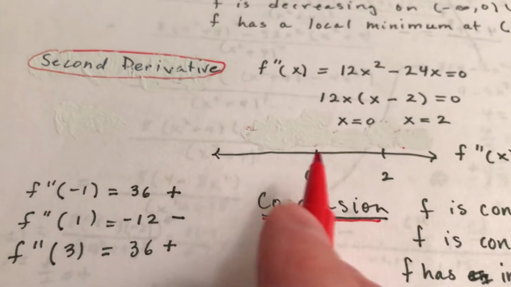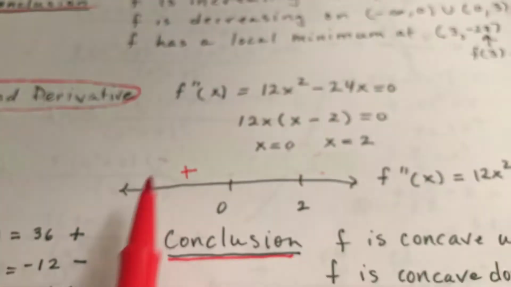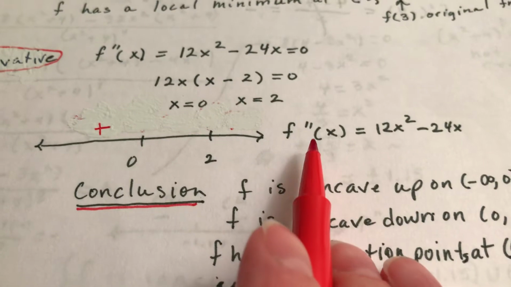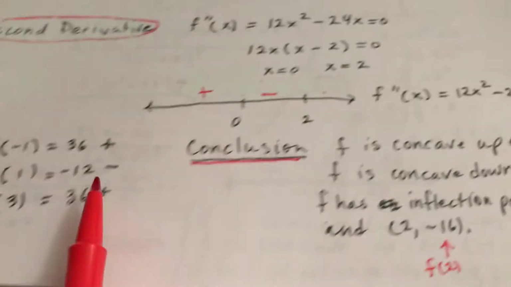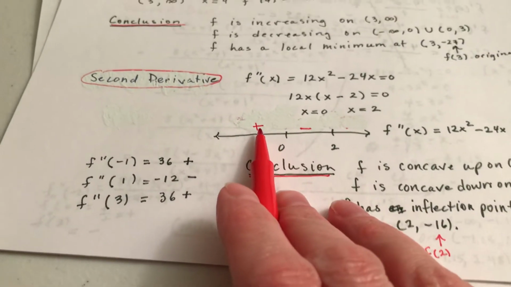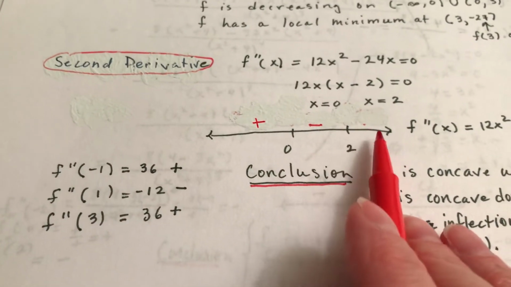And I think I wrote that over here. No. What I did was I just said I'm going to test something over here, and I chose negative 1. Plugged it in there. I got positive 36, so that becomes positive. I plugged in a 1 into the second derivative. That's why I always label my number lines. And I got a negative 12. It doesn't matter what the value is. What matters is whether or not this is positive or negative. I put in 3 on that interval and got a positive 36.